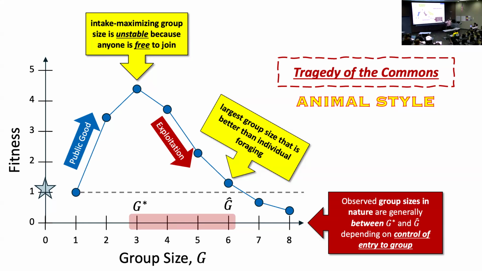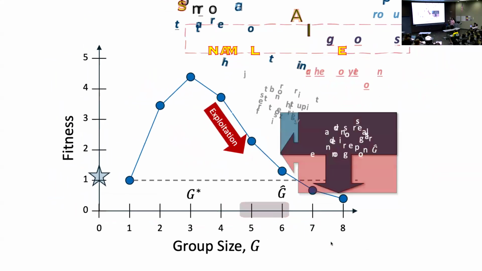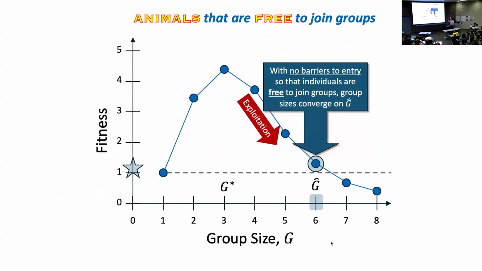Okay, so let's build off of this. We know that with no barriers to entry, let's just assume we're in that case, animals are free to move around wherever they want. So we have no way to keep animals out of our group. In that case, we would expect to see group sizes that are either at this open access equilibrium, G hat, or a bunch of animals going it alone. That's what we expect to see in nature.